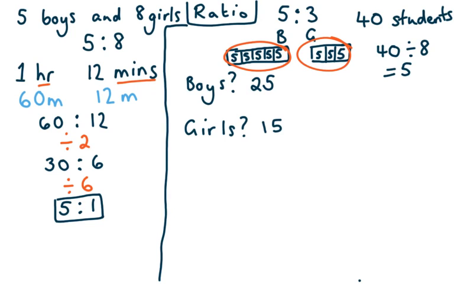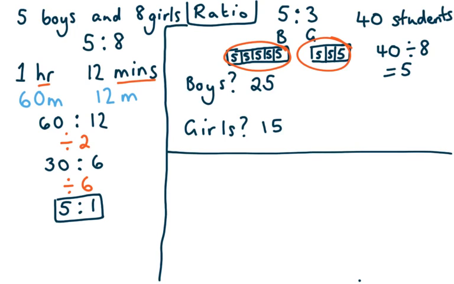Now, once you've got that information, you can answer any question. If they say how many more boys than girls, you say 10. If they say how many less girls than boys, 10. So if you can do those boxes and work out how many of each thing there is, those questions become quite easy. But always start with doing the boxes, working out how many of each thing there are.